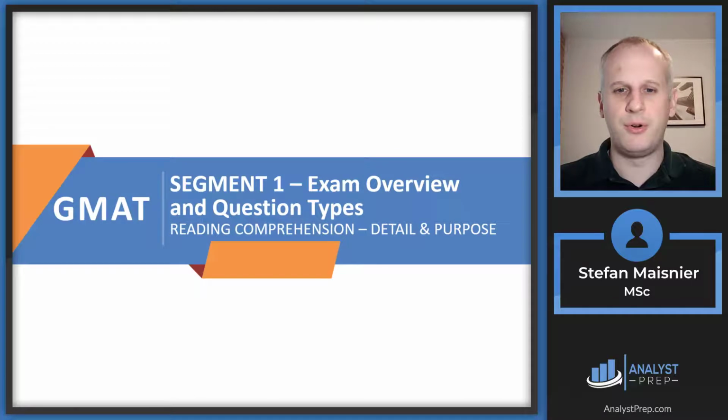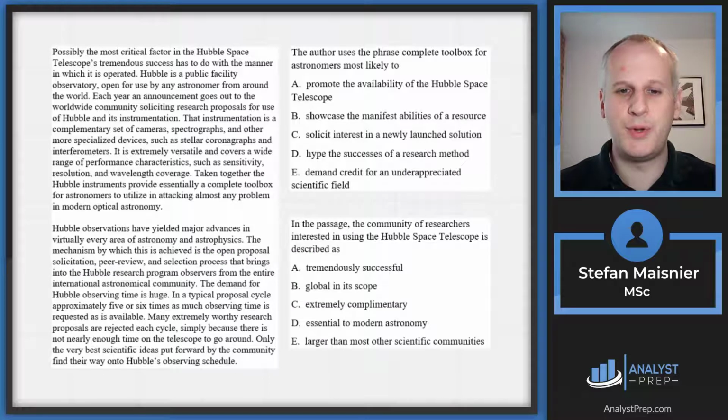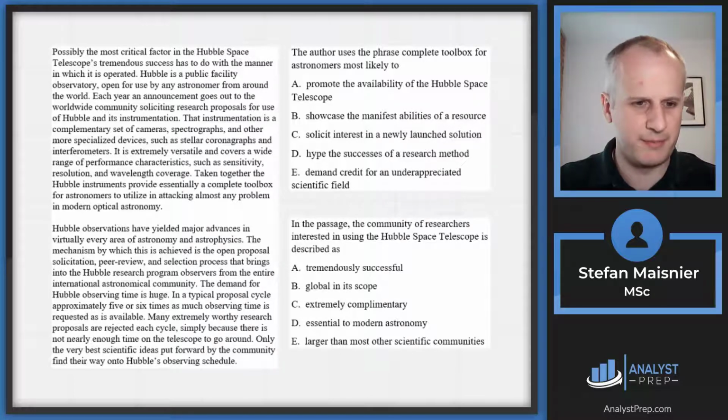So now we'll go over to the whiteboard and take a look at a couple more examples and how you will interact with them as you continue your practice on reading comprehension on the GMAT. Okay, so we see a different passage here about the Hubble Space Telescope, and we begin with this question about the author's use of the phrase "complete toolbox for astronomers" most likely to. Now again, on the actual GMAT, this may be highlighted, but we also may need to skim for the phrase.